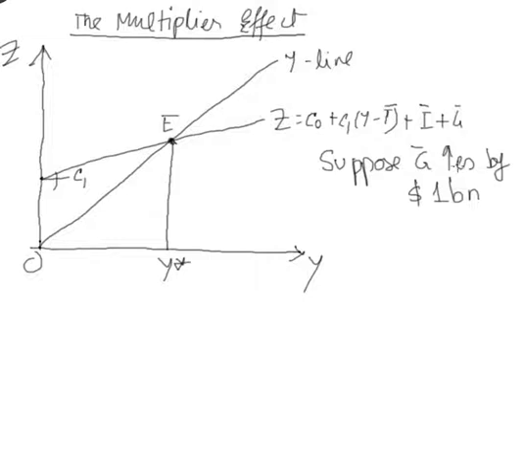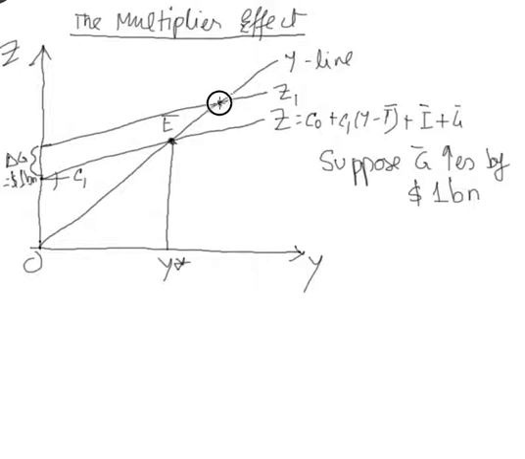If G increases, graphically, note that G bar is in the Z equation. So if G bar increases, then this line shifts up. G bar increases by 1 billion, so this line will also shift up by the same amount. So we have a new Z, which is Z1, with increased government spending. This intercept measures autonomous spending. So this is the change in G, which is $1 billion.